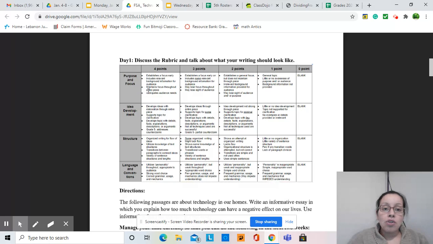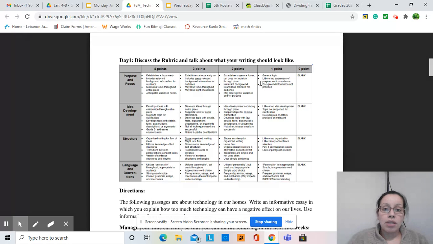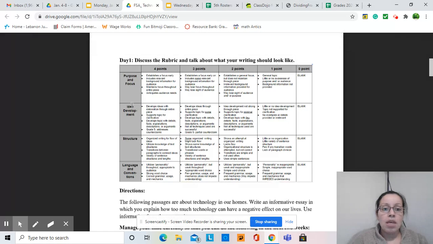You will maintain your focus throughout the entire piece. You will anticipate audience needs. So this is your purpose and focus. To get a 4-point, you need this. If you have a general topic, there is no awareness of purpose, there's no background information about the topic, then obviously you get a 1. However, if you give me background knowledge about the topic and information about it, then you get a 4.